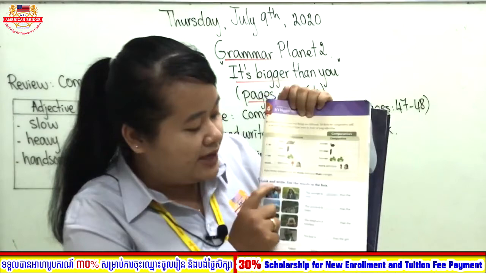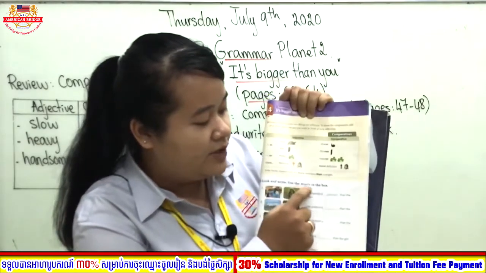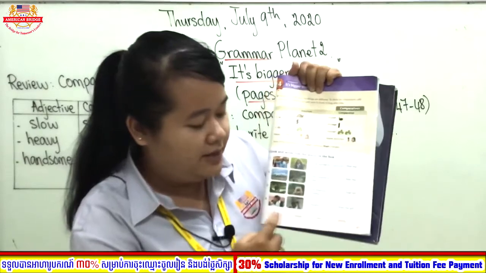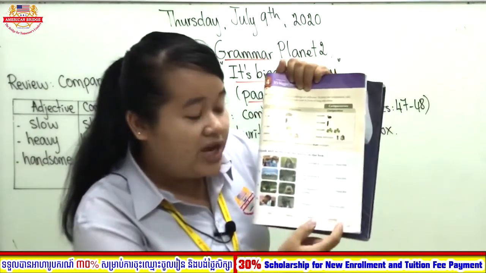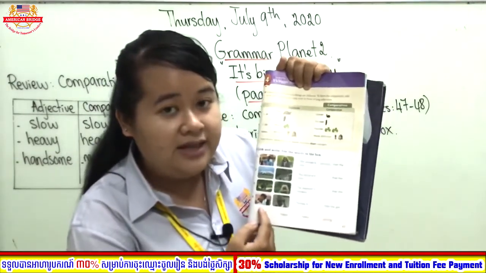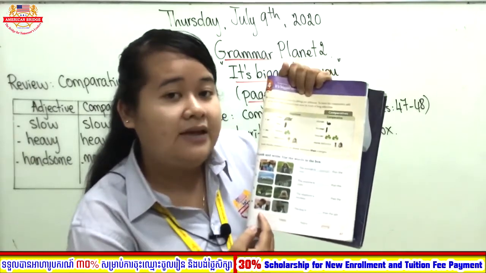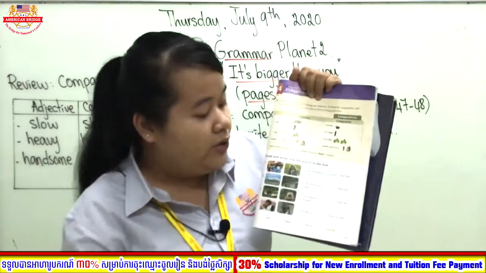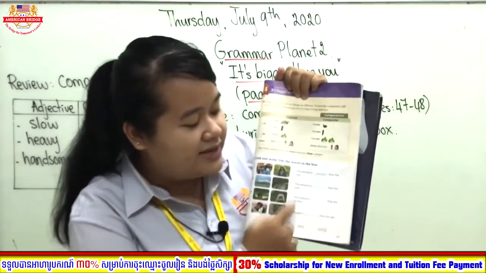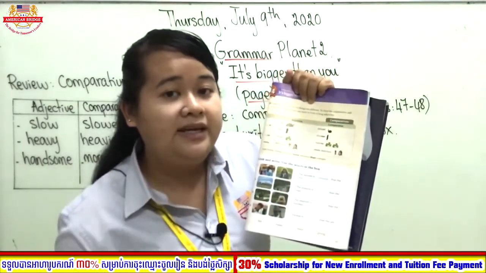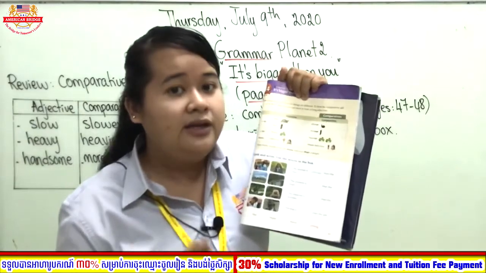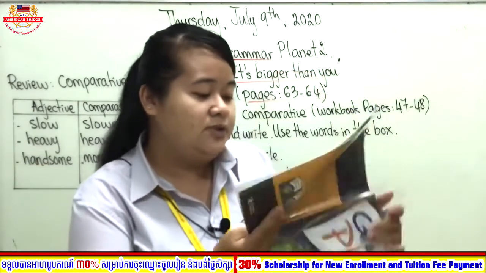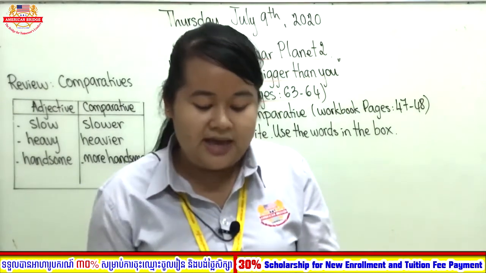You need to look and write. Use the verb in the box. So where is the verb in the box? Here is the verb in the box that you need to change to comparative, using ER, IER or more, to complete this sentence. But before you complete it, you need to read and look at the picture first. You got it, everyone? And now let's move to page 48.